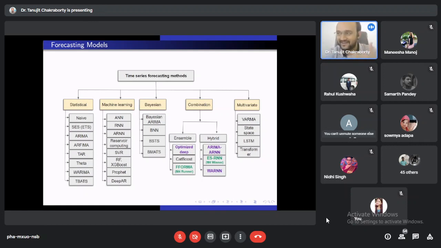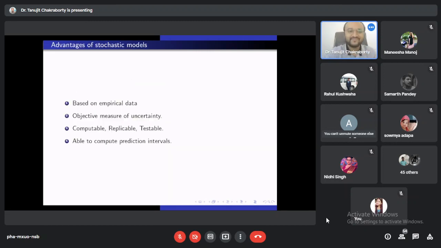Now I'll come later on to how we learn these methods, and from where to learn. So what are the advantages of stochastic models or statistical models? They are based on the empirical data. They observe with the objective to measure the uncertainty. They are computable, they are replicable, they are testable, and we can get the prediction intervals from there.